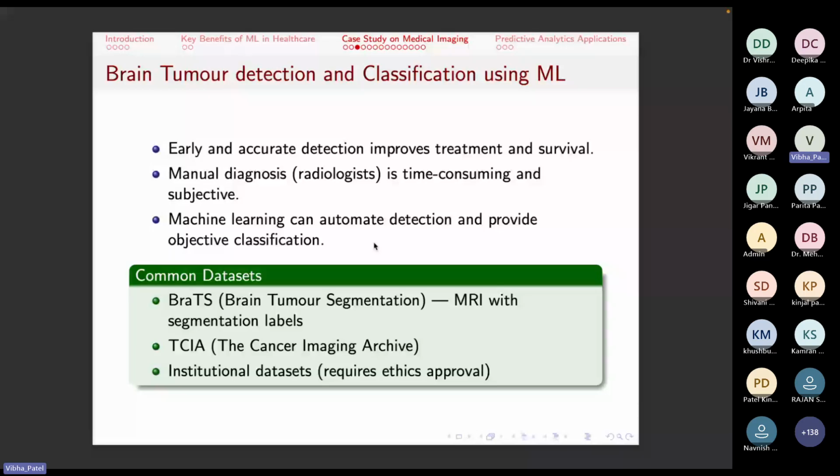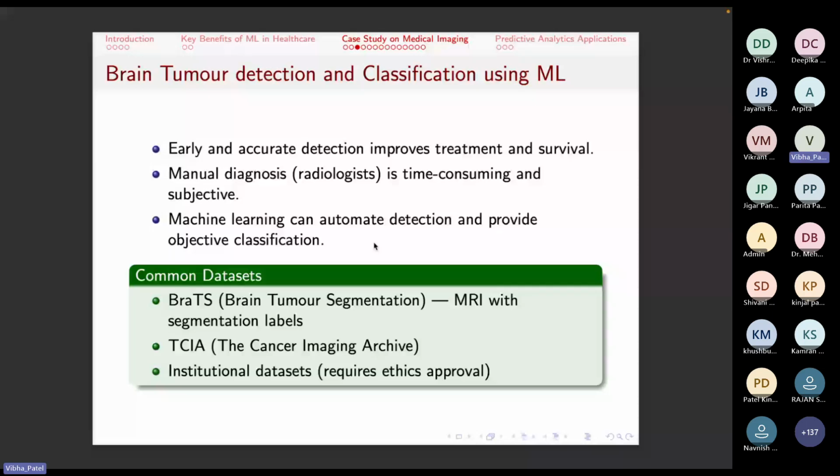Now if you want to work on brain tumor detection and classification, there are several sources of data, out of which one very well-known data set is BraTS, which has been continuously updated, and you'll get a huge quantum of data available from the BraTS data set.